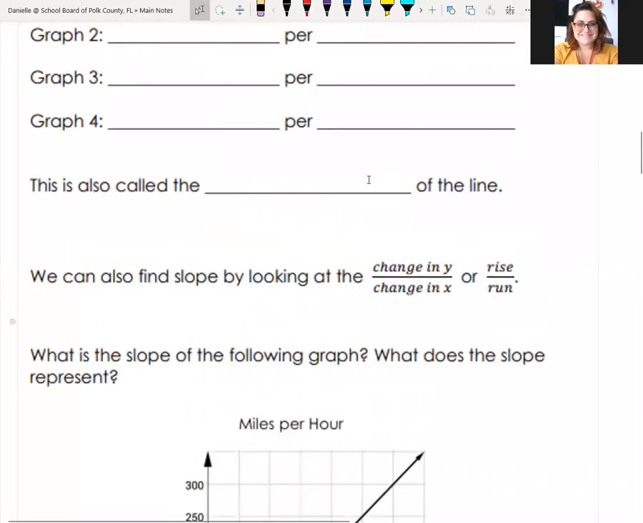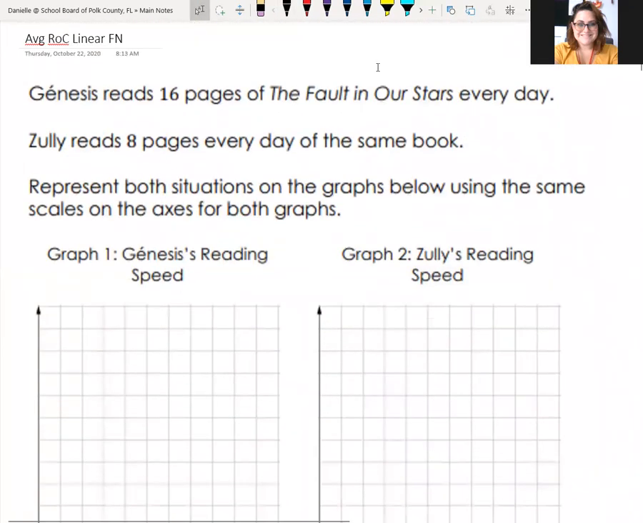So we're now going to talk about rate of change. Genesis reads 16 pages on The Fault in Our Stars every day. Julie reads 8 pages every day of the same book. Represent both situations on the graph using the same scale for both axes.